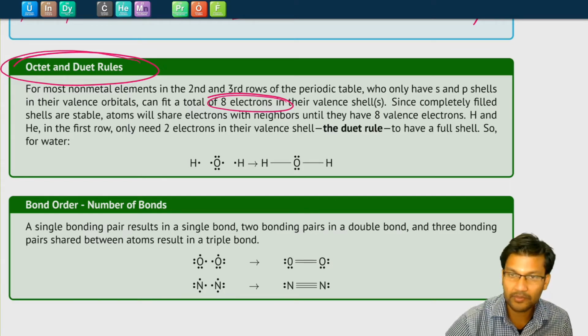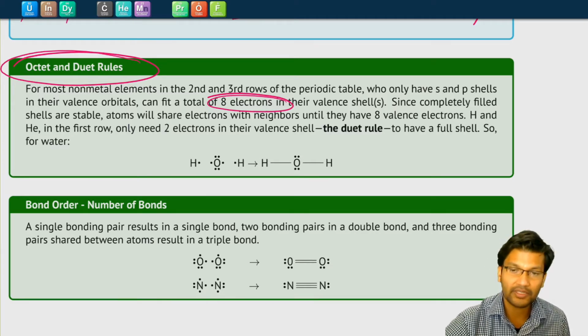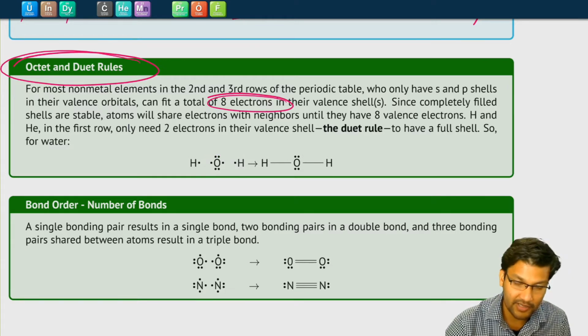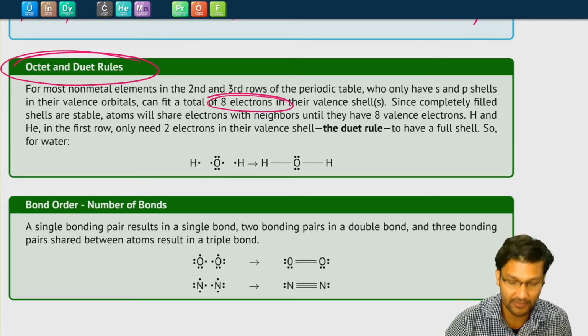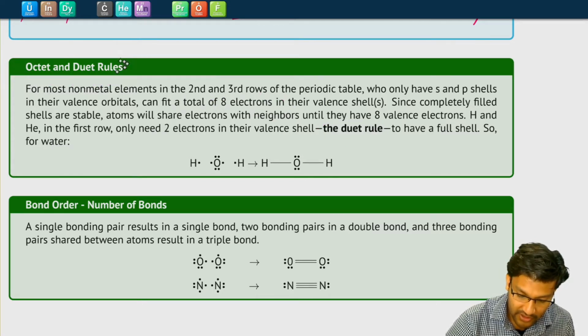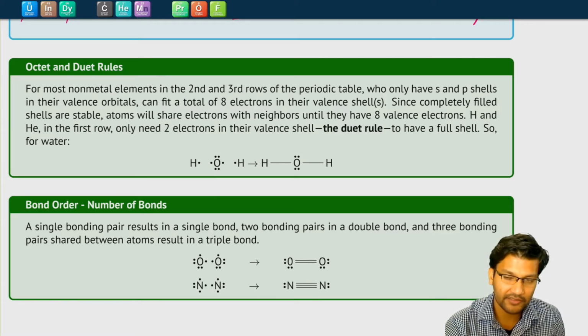The octet rule is simply that elements want to have as many electrons as they can in their valence orbitals, such that they have a completely filled valence orbital. So for things like oxygen and carbon, that means they want to have 8 valence electrons around them. And for things like hydrogen, they want to have 2 electrons around them. That's the duet rule, duet for 2. So whenever we're thinking about Lewis structures and whenever these atoms come together to form bonds, they want to have a completely filled valence orbital as much as possible.